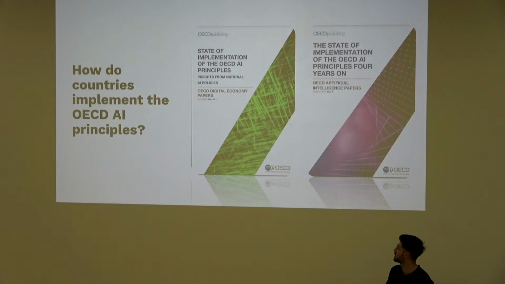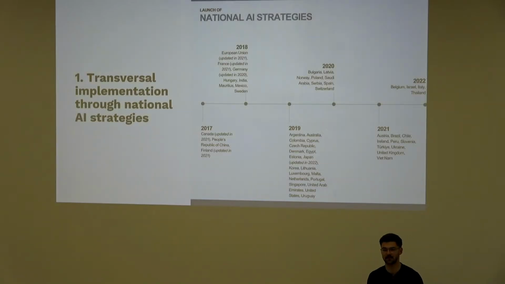What you can see here are the two key documents that we have published in the past years, called State of Implementation Reports, one in 2021 and one in 2023, 4 years after the first adoption of the OECD AI principles. In the main body of my presentation, I would really like to explore this question, meaning how countries actually do it, policy by policy, with you in more detail.